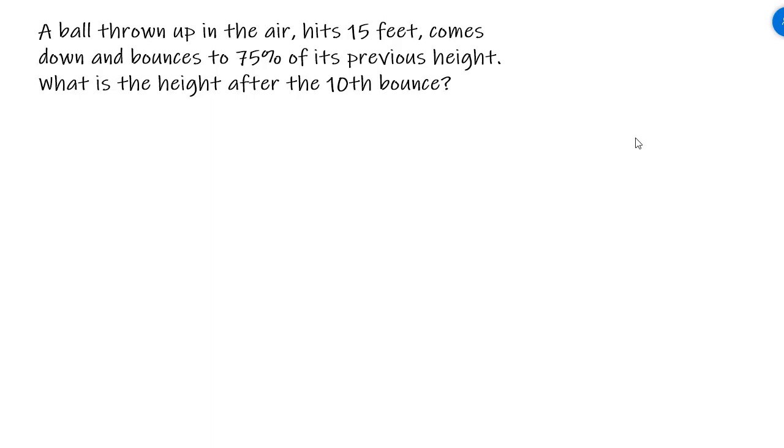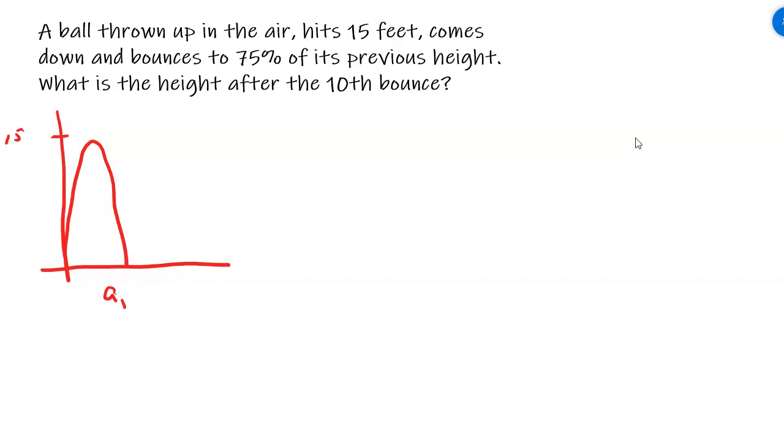So on the first bounce, it sort of looks like this, right? It's thrown up in the air, hits 15 feet, and then it comes back down. That's the first bounce, right? That's the first time that it hits the ground. And then the next time it's only going to go up to 75% of its height. Then it's going to come down. So by the time it hits the 10th bounce, my question is, how high was it?